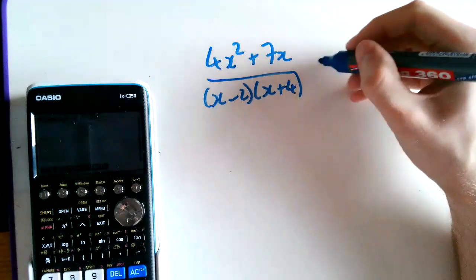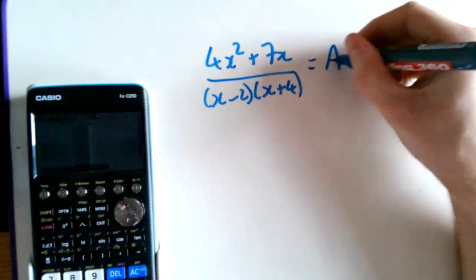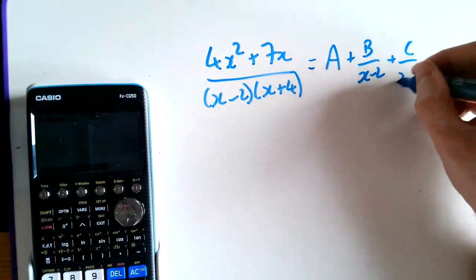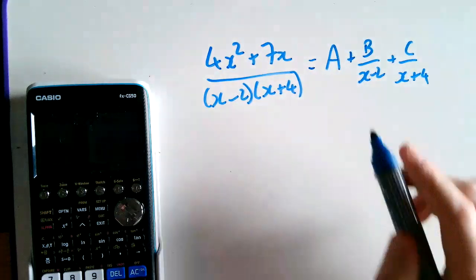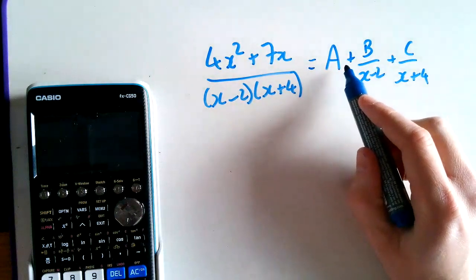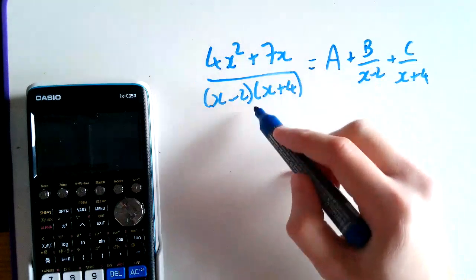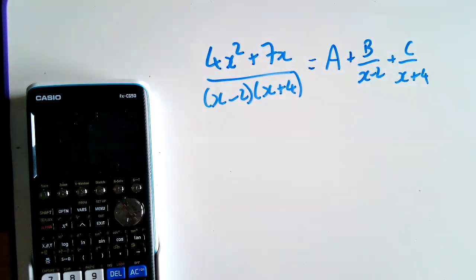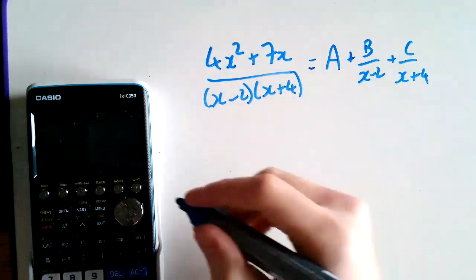Since they're both the same, I'm just going to get a constant, which I'm going to call a, plus something over x minus 2, plus something over x plus 4. Now, again, see if you can spot what a is going to be just by looking at this. Hopefully you can spot it's going to be 4, but let's show you how you can work it out if you can't spot that.